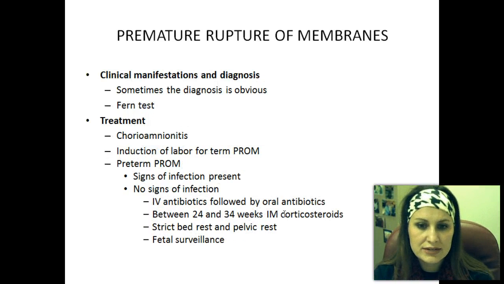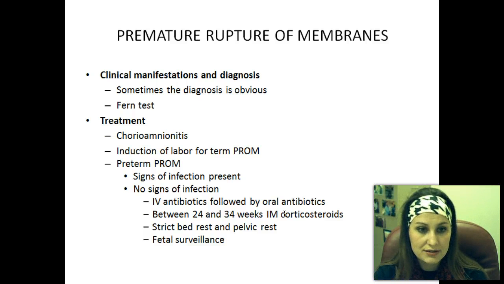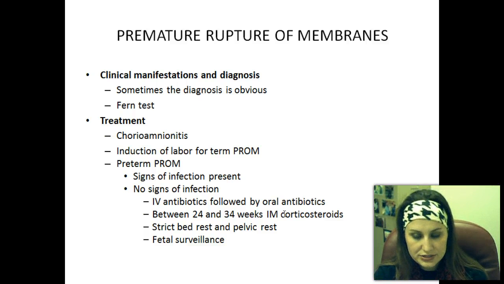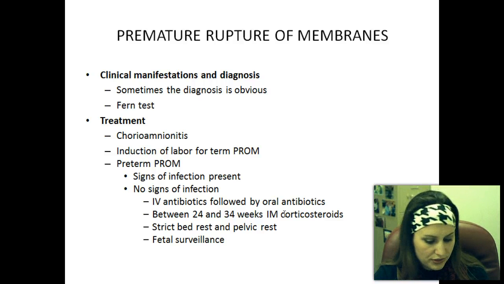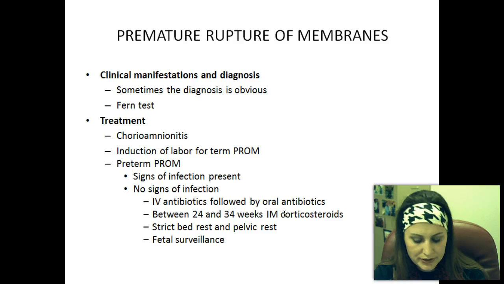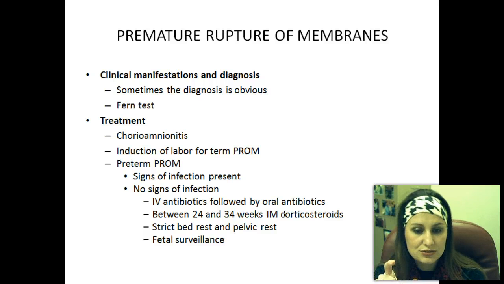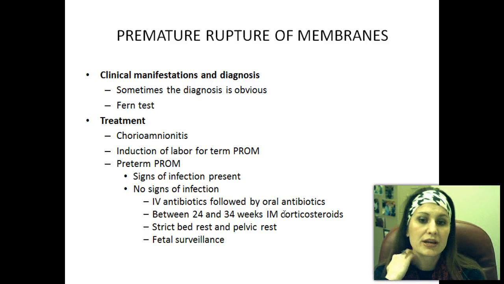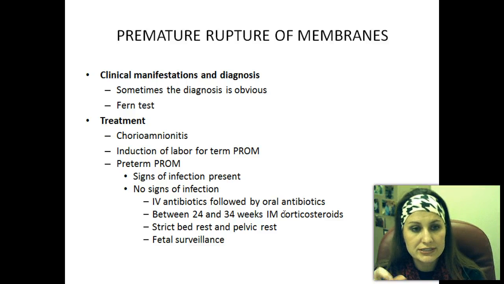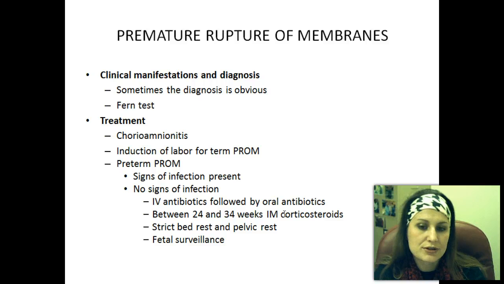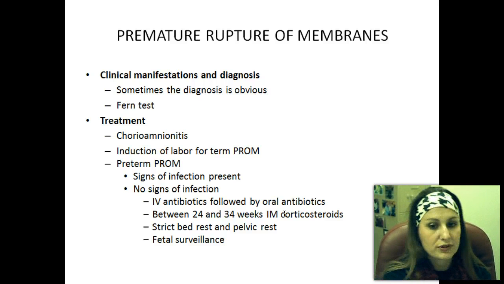So clinical manifestations, sometimes the diagnosis is very obvious and then sometimes it's not. There are several ways that we can diagnose it. The first is going to be nitrazine paper, and what you would do is, it's a little thin strip of paper. It's usually yellow. You would put it up near the vagina and the cervix. If it turns dark blue, then you know that her membranes have ruptured. The other is the fern test. In the fern test, you would take a cotton swab, swab some of the fluid, put it on a slide, and then if it ferns out under the microscope, that means that it is also amniotic fluid.